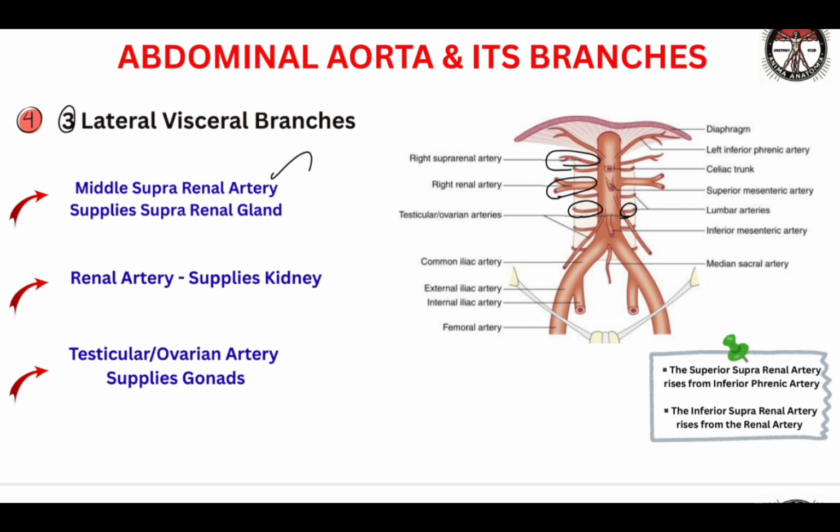The two sub branches are, wait. This is the celiac trunk, and this is the renal artery. And this is the diaphragm. And this one is the inferior phrenic artery, the renal artery, and this is the middle suprarenal artery. Wait, I will draw a neat diagram.